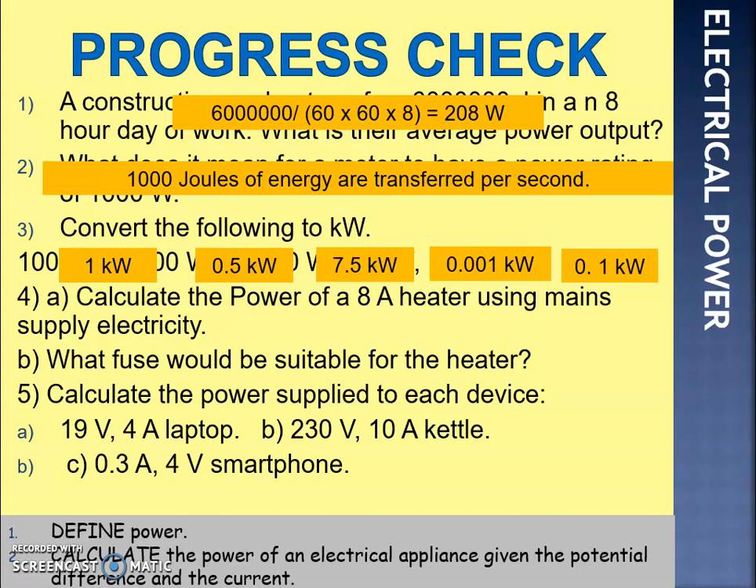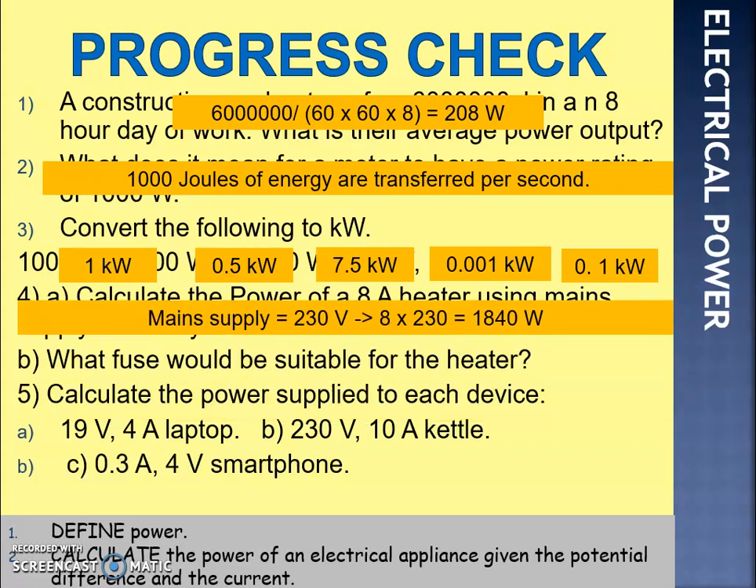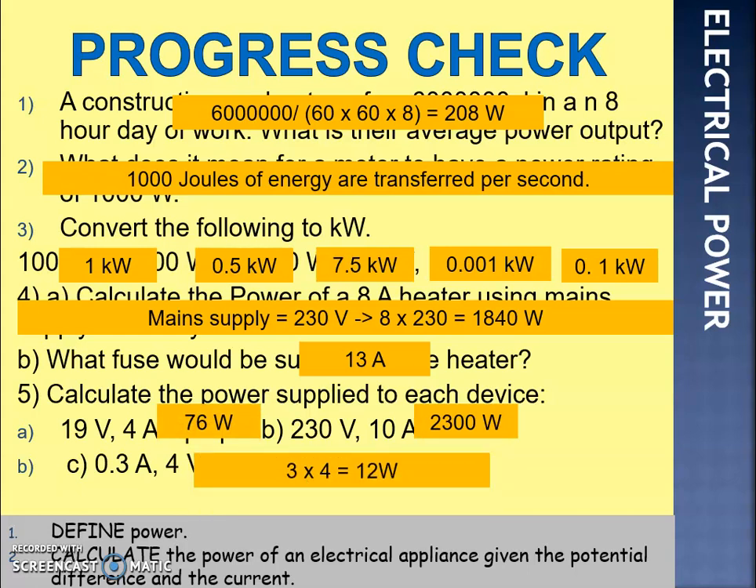Question 4a. The power of an 8 amp heater using mains electricity. This will come up in your exam a lot. They won't tell you what the voltage is, but if it's mains, you should know it's 230 volts. So that would be 230 times 8, giving us 1840. What fuse would be suitable for that heater? Well, it needs 8 amps. So if you fitted it with a 5 amp fuse, anything above 5, it wouldn't let it through. So you'd need a 13 amp fuse for that one. Calculate the power for each device. So the laptop would have a power of 76 watts, the kettle 2300 watts, and the smartphone 12 watts.